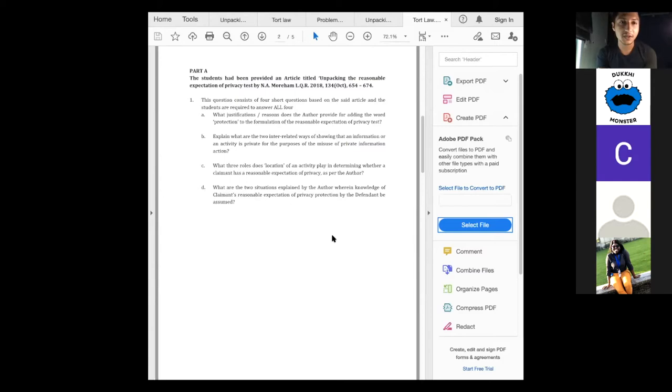So the first question is, what justifications or reasons does the author provide for adding the word protection to the formulation of the reasonable expectation of privacy test? So what do you think are the reasons that the author gives? I'm afraid you would have to speak because I cannot see the chat while I'm sharing the screen. The person said to avoid the misunderstanding that English law uses the Californian approach. No, the answer to this question would not be that.